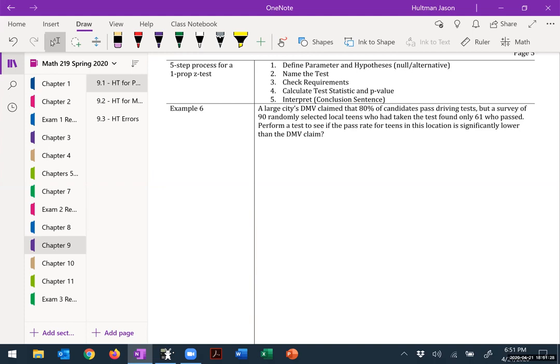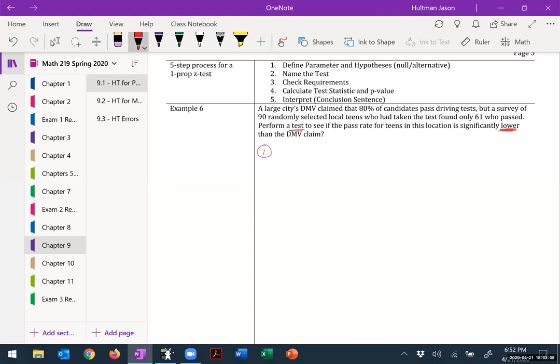A large city's DMV claimed that 80% of candidates passed driving tests. But a survey of 90 randomly selected teens who had taken the test found only 61 passed. Perform a test to see if the pass rate for teens in this location is significantly lower than the DMV claim. Okay, so what do we want to do first? What's our first step here?